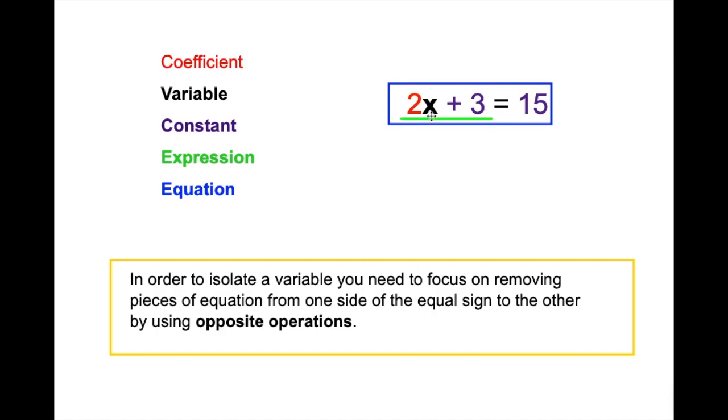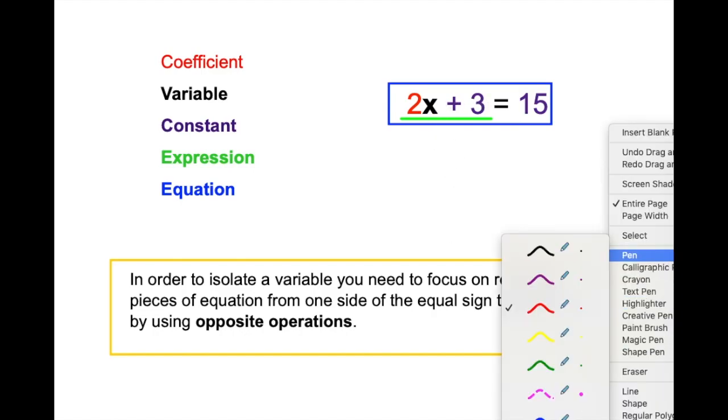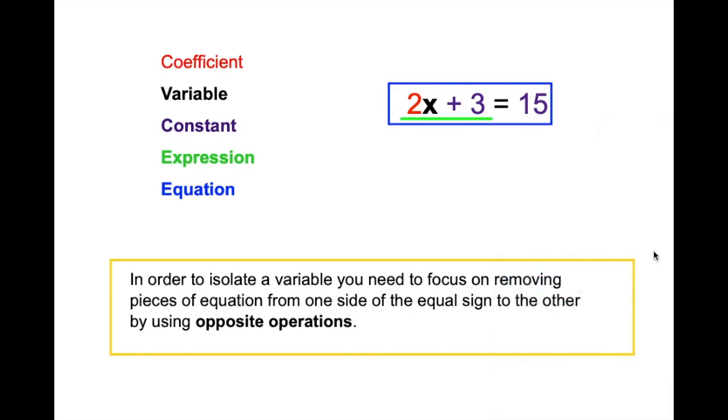Now, in order to isolate the variable, remember what we said? This is not alone by itself. We need to focus on removing the different pieces of the equation. So in this case, let's just get a nice pen in here. What are the different parts of the equation? We need to get rid of this. And we need to get rid of this. We need to get rid of the positive 3 constant and the coefficient so that x is alone by itself on one side of the equal sign or isolated. That way we solve for x.